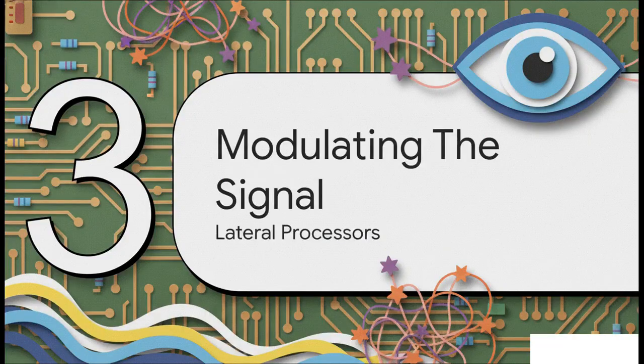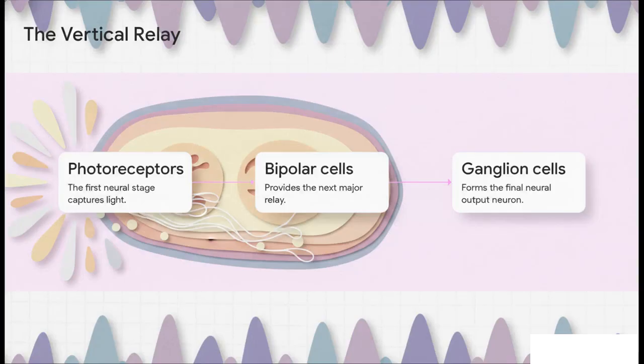Which brings us to Section 3, modulating the visual signal, focusing on the lateral processors. Light is now an electrical and chemical signal, and the retina really starts acting like a circuit board. At first glance, we have this straightforward vertical pathway, right? Photoreceptors to bipolar cells and then straight down to the ganglion cells. But listen, if the retina only relied on this vertical relay, our vision would be incredibly basic.